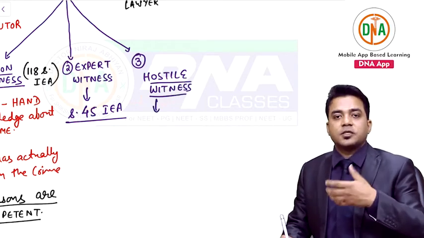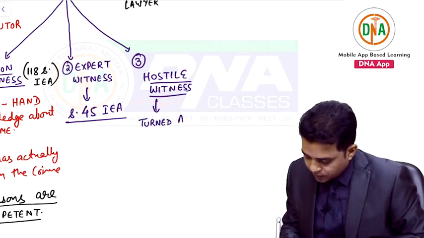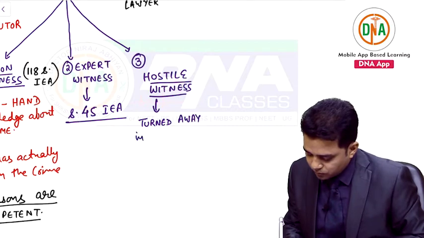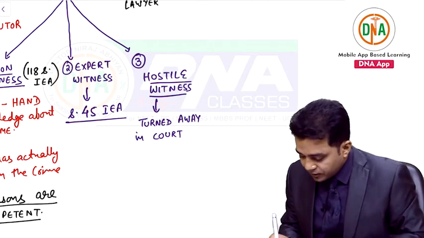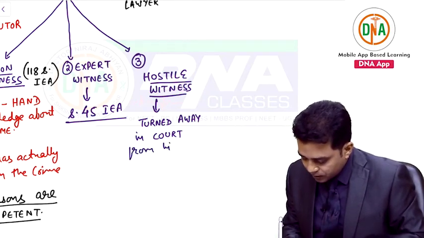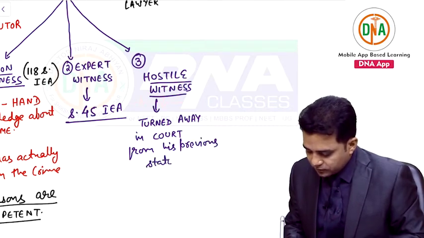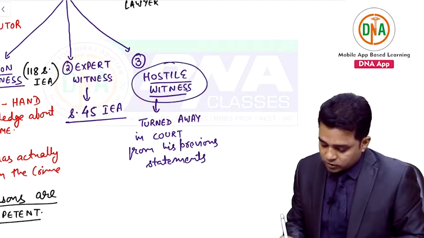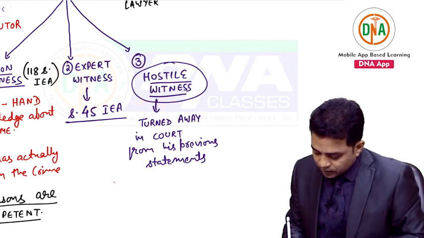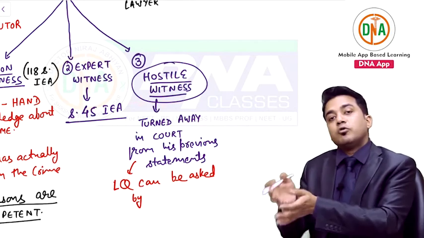A hostile witness is a person who has turned away in court. Turned away from which thing? Turned away from his previous statements. Turned away in court from his previous statements. All such witnesses are called hostile witnesses. Important thing, in case of a hostile witness, leading questions can be asked by the lawyer who has called him.